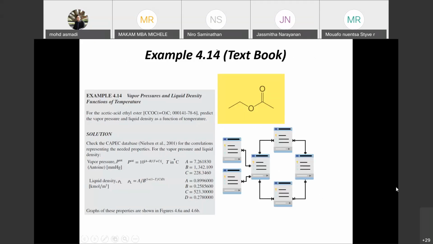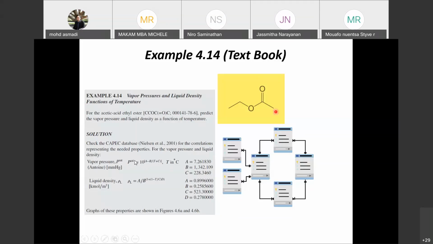So this is the example. The problem is to determine the vapor pressure and liquid density as a function of temperature. So you have to predict the vapor pressure and the liquid density for acetic acid ethyl ester. If we check in the CAPEC database, this is from the software for the correlation, for the vapor pressure, liquid density, and this one is P saturated.